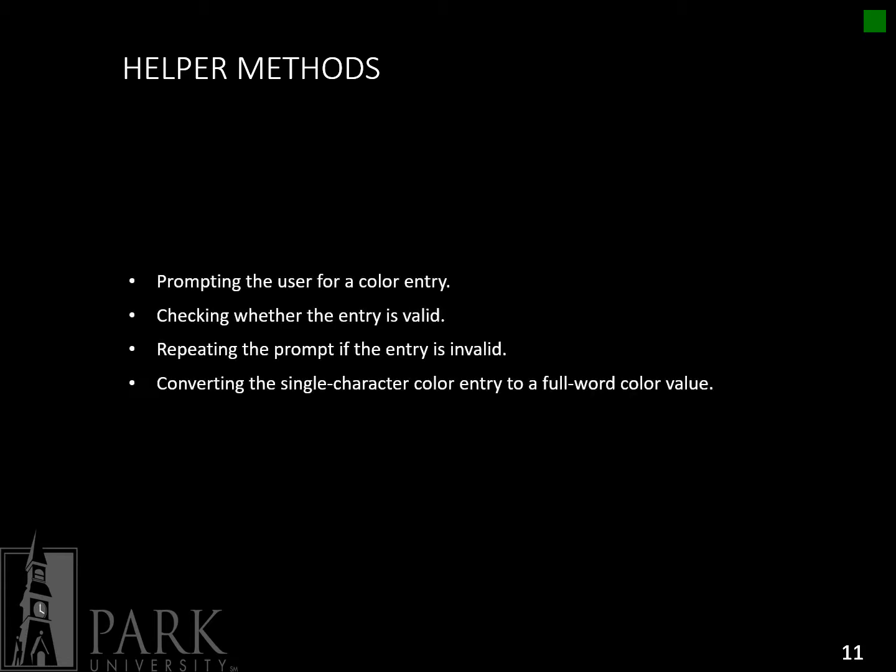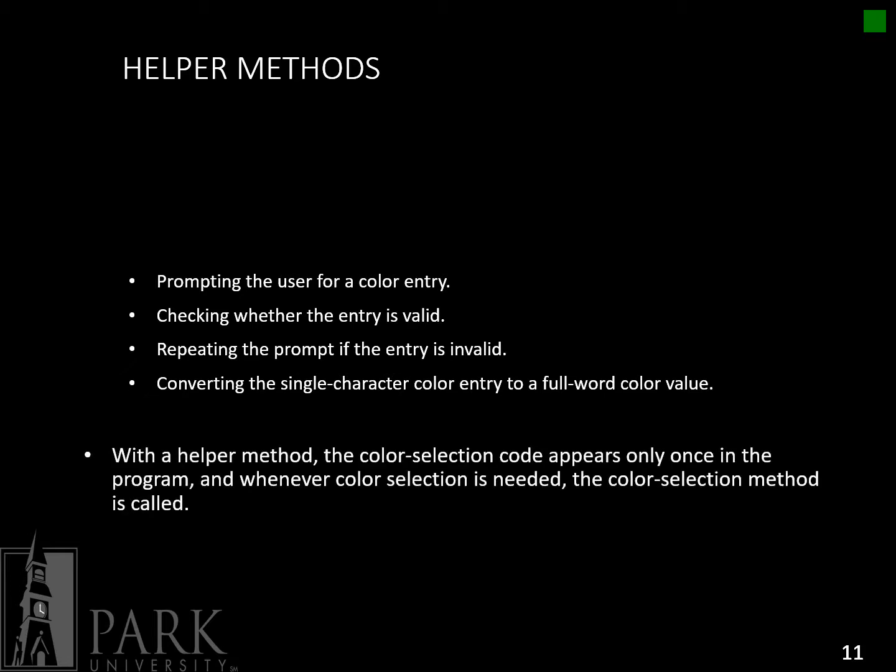That is, it's in charge of prompting the user for the entry, checking to see that it's valid, repeating it if it's not, and then converting it to an actual color word string, right? So rather than having the input validation code appear every time the color selection is needed, this would be a good place for you to use a helper method to implement the color selection task, right? With the helper method, the color selection code appears only once in the program, and whenever the color selection is needed, the color selection method is called. So let's take a look at the program and see how this is done.